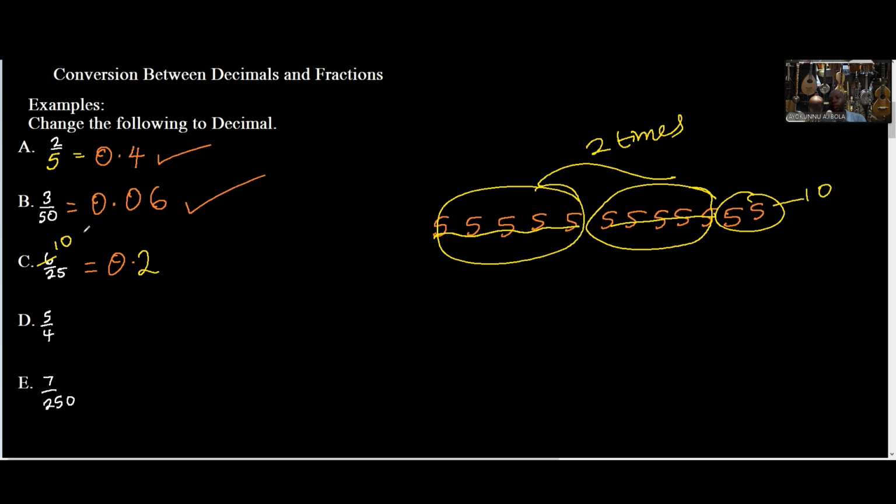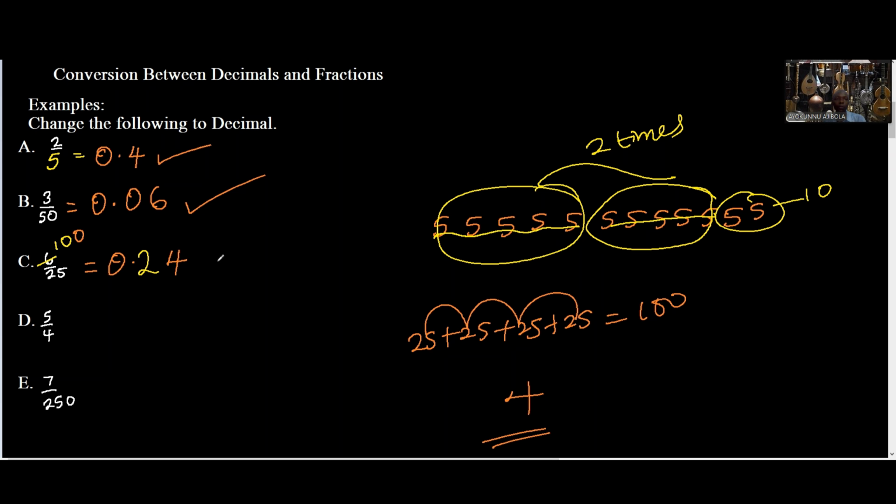Then you now put 0 again. That is 100. So how many 25s are in 100? That's 4, because 25 plus 25 plus 25 plus 25 is 100, right? How many 25s in 100? Four. That's where this 4 comes from. Okay?